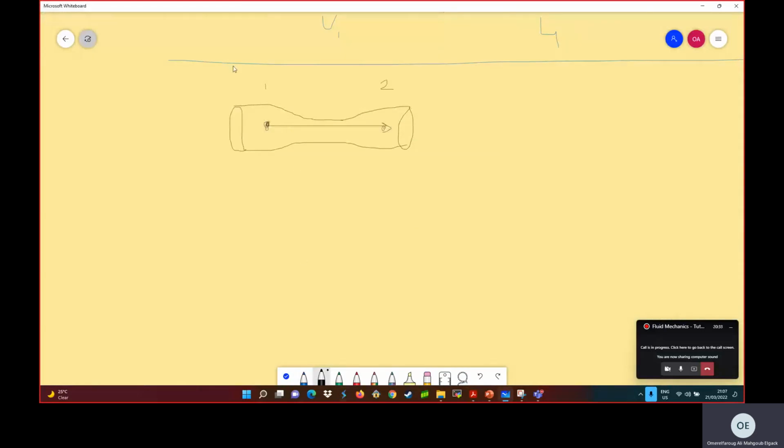So applying Bernoulli equation between point 1 and point 2, you have P1 plus half rho V1 squared is equal to, okay, the cross-sectional area here is different than here. This is just a rough sketch, okay? P2 plus half rho V2 squared.